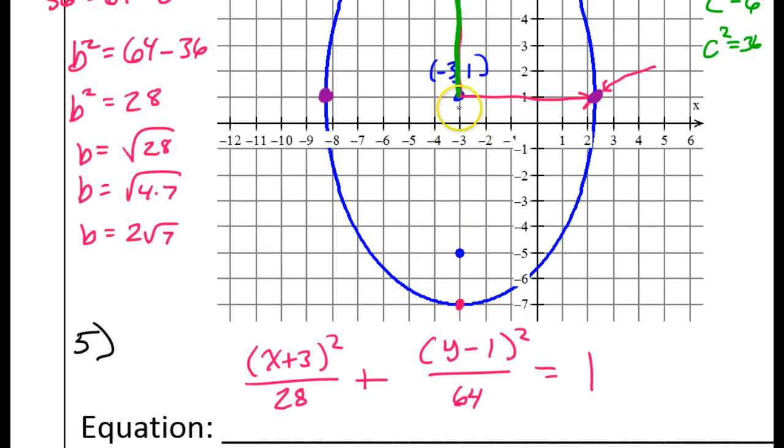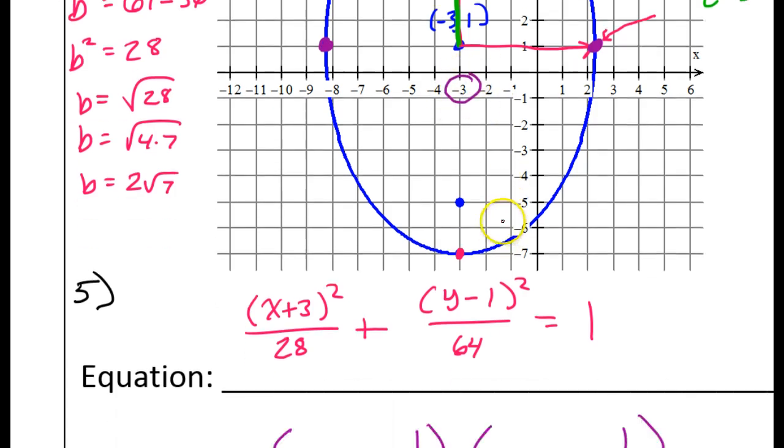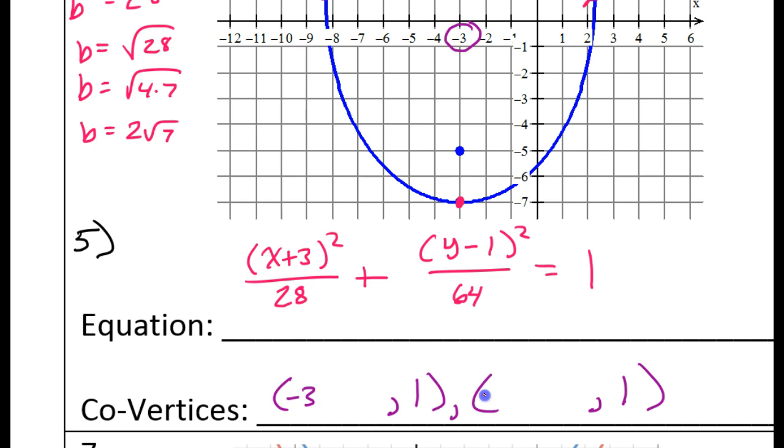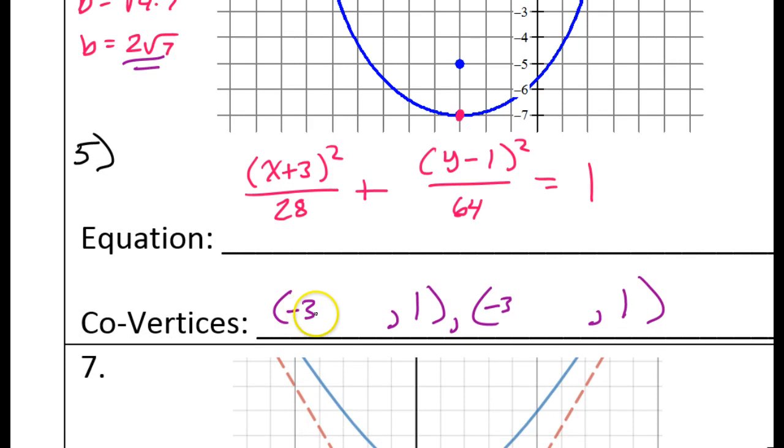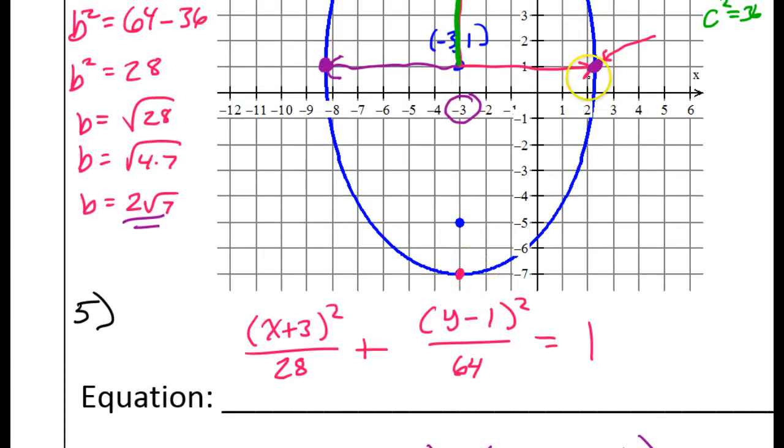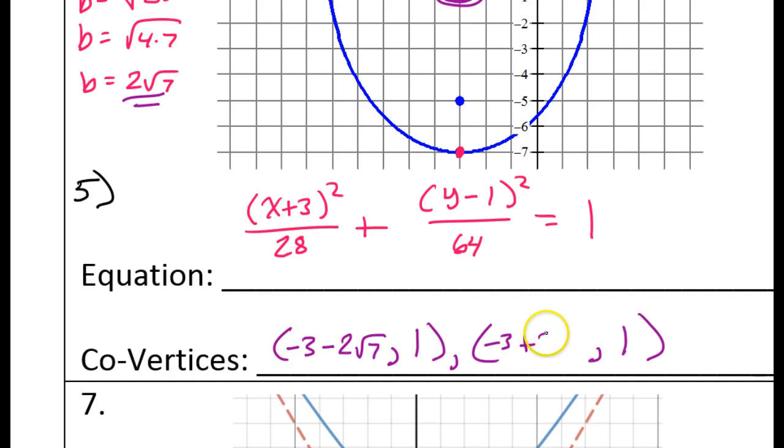For the x value, you have to think of yourself as starting from the center. The x value of the center is -3. So we're starting at -3, and we're moving to the left or to the right. If we move to the left, we're subtracting. So I'm doing -3 minus 2 radical 7, because that's the b value. So the left co-vertex is -3 minus 2 radical 7. Similarly, the co-vertex on the right starts at -3, so -3 plus 2 radical 7 because we're going to the right. And that's it for problem number 5.